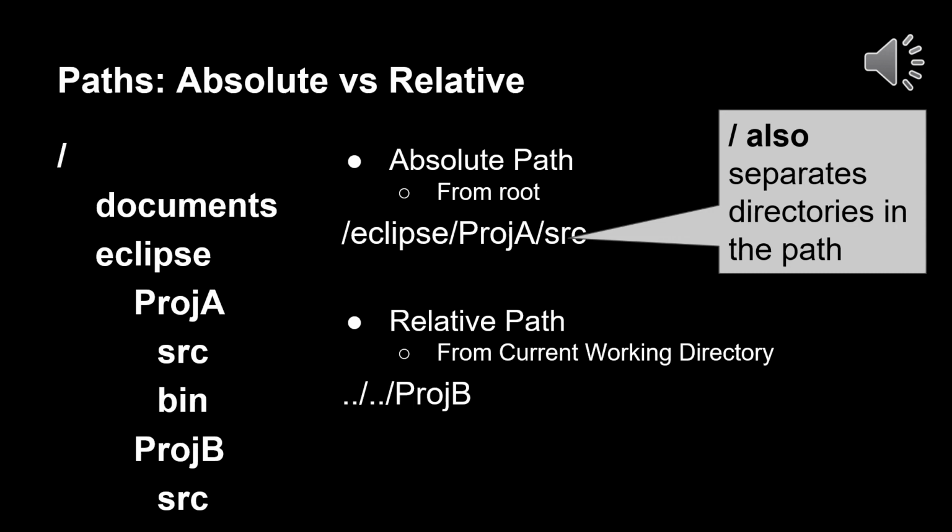Absolute versus relative paths. On the left, we see our directory tree, starting with the root and then documents, Eclipse, which are folders or directories underneath root. And then within Eclipse, we've got the Project A and Project B folders.